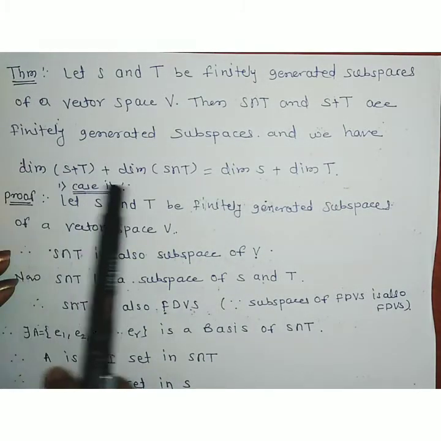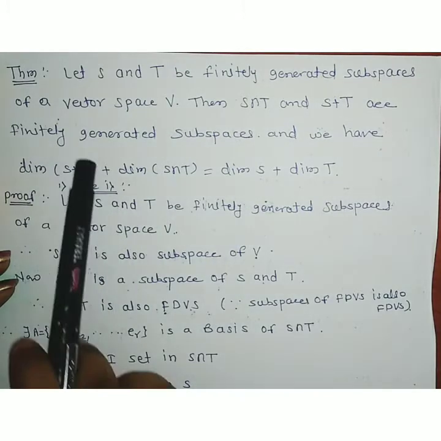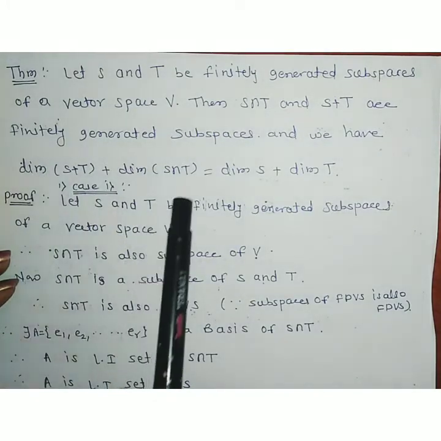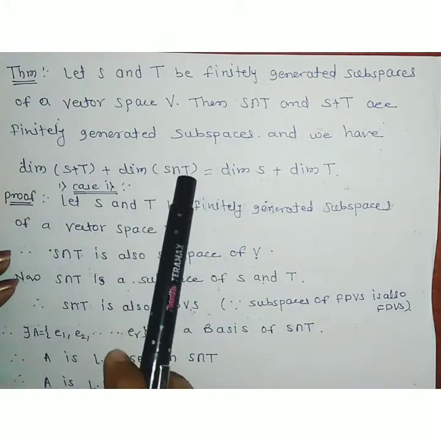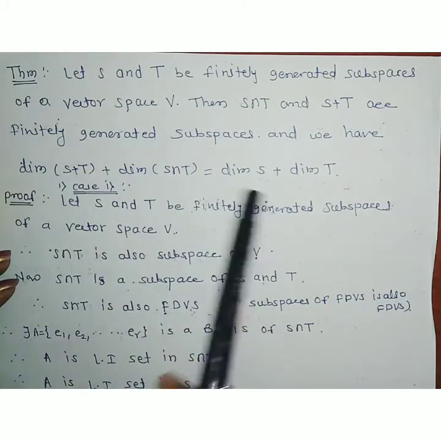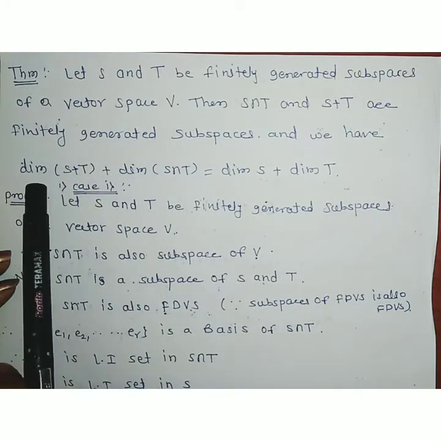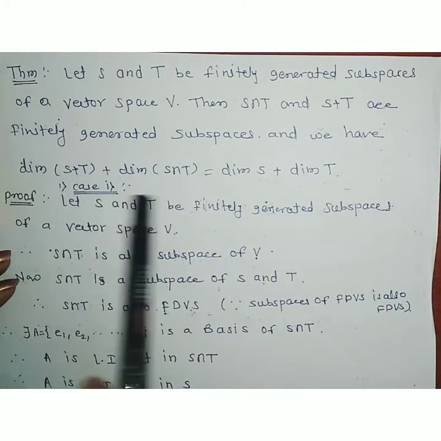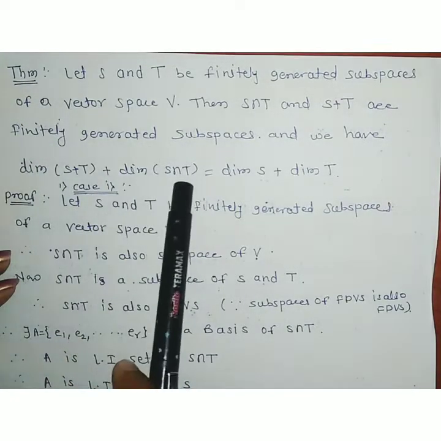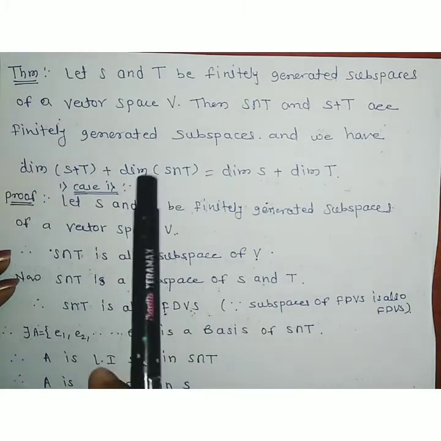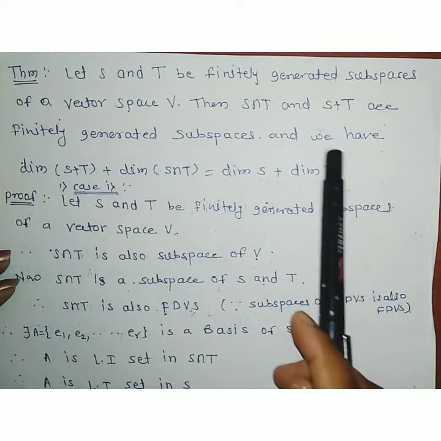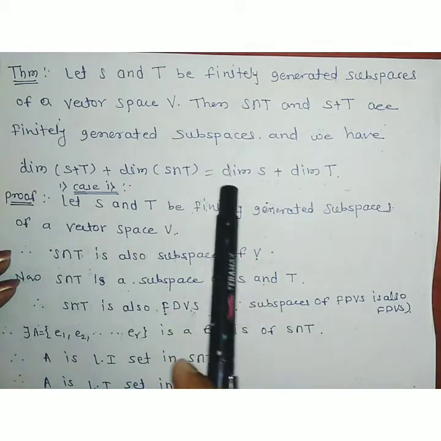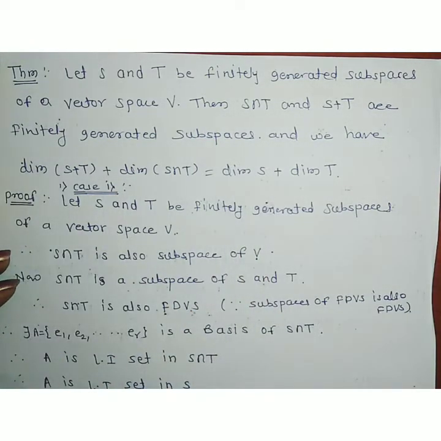This is a very useful formula for finding the dimension of S plus T. If we are given the dimension of S intersection T, by using this formula we can find the dimension of S plus T. Or in the contrary way, if we are given the dimension of S plus T, then by using this formula we can find the dimension of S intersection T, and vice versa. For finding the dimension of T or the dimension of S, we can also use this formula. Okay, so the proof begins with case first.